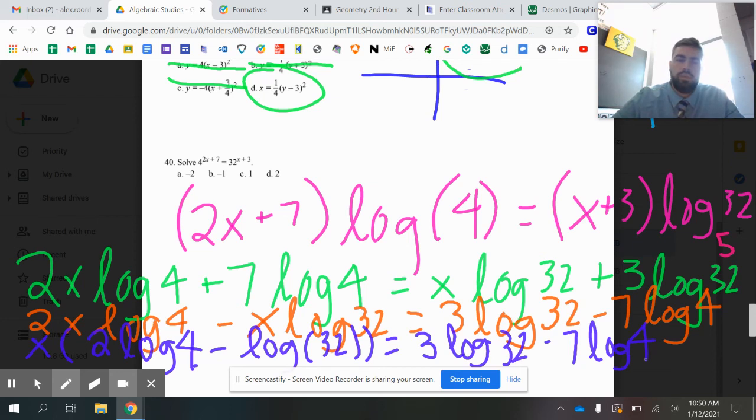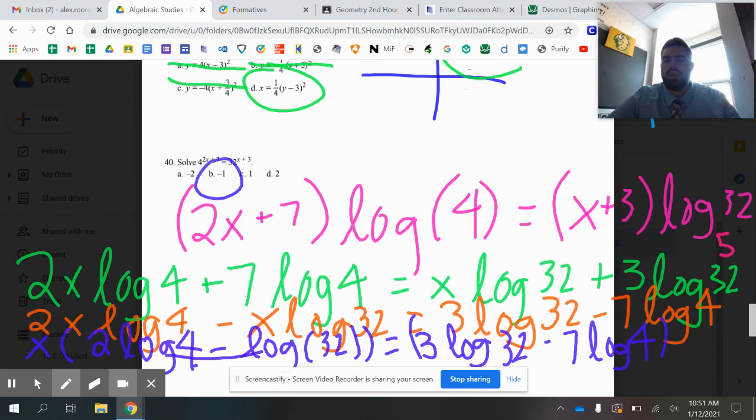And when I go do that on my calculator, I'll do the whole right side in parentheses. So 3 log 32 minus 7 log 4. All right, and when I hit equals, I get 0.3 something. Then divided by, and then in parentheses, I'm going to put all of this in parentheses. So 2 log 4 minus log 32. And when I get that, I end up getting negative 1. So my correct answer to this one is B, negative 1.